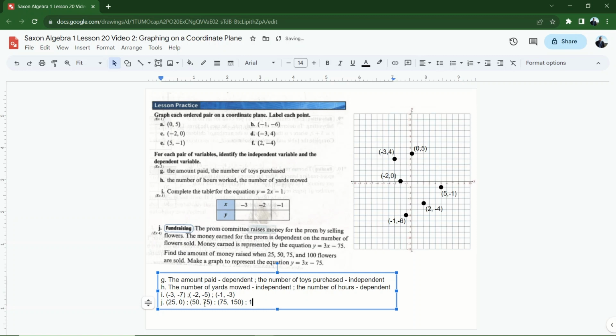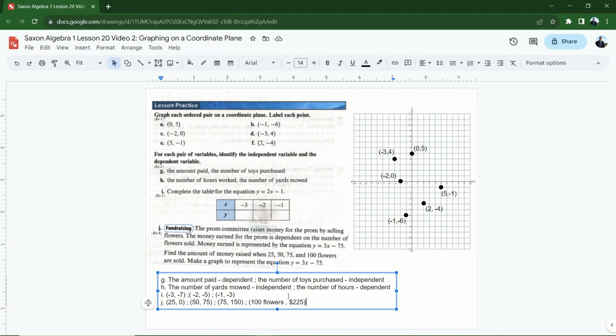If I sell 100 flowers, I'm just going to write the labels on this one. How much money am I going to make? 3 times 100 is 300, minus 75 is $225. Okay? I could, by the way, write labels in each of these coordinate pairs just so we know what we're talking about. Or I could graph these and make sure that my graphs are labeled. So along the x-axis is the number of flowers, and along the y-axis is the amount of money I make.